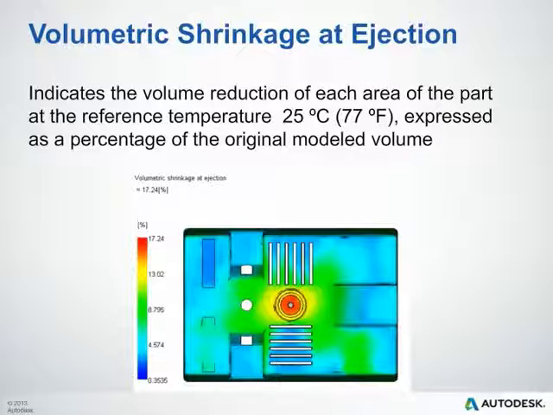So when we're looking at this, we need to really determine, is our volumetric shrinkage acceptable? Some things you need to consider are: are the values in the expected range for the material? Some materials naturally shrink more. Are the shrinkage values uniform throughout the part? Are there localized areas of high shrinkage in the part? Are there negative volumetric shrinkage values in the part, which could indicate overpacking?